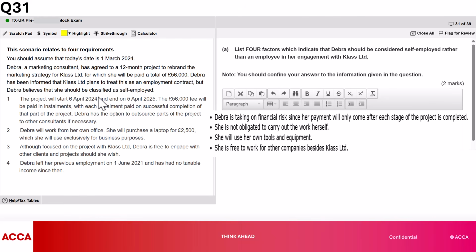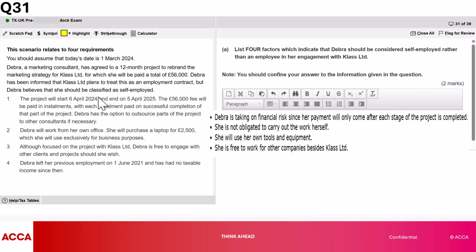Right. So these are some of the points that we've been able to pick out for why she could be self-employed. We need exactly four factors. Each of them would be given 0.5 marks. So either Deborah is taking on the financial risk since her payment will only come after each stage. So that almost sounds like a self-employed individual considering she's a consultant here. She's also not obligated to carry out the work herself. As you can see here, she can outsource parts of it. If she was employed, she would not have this option.